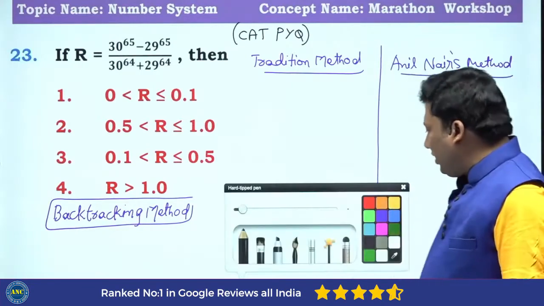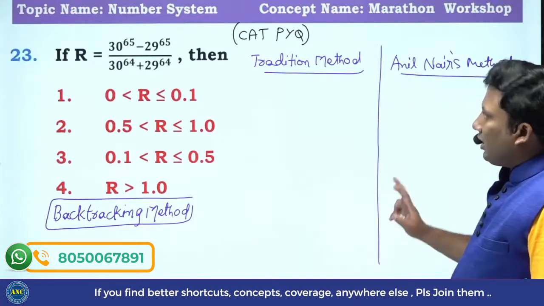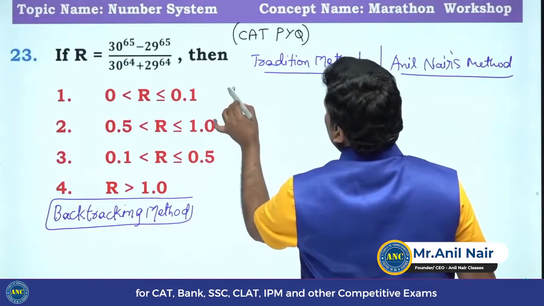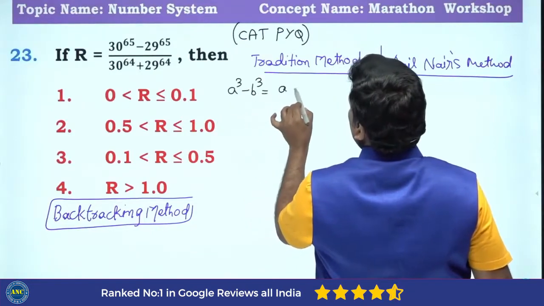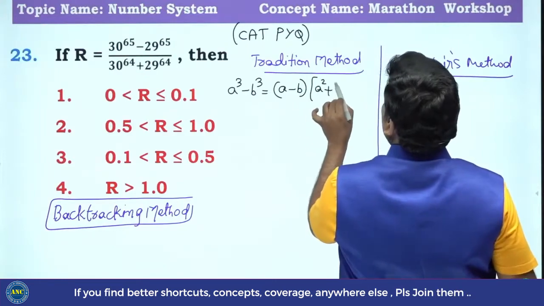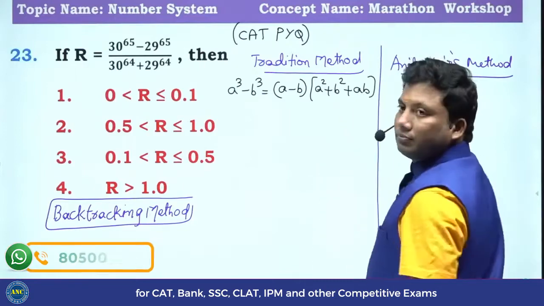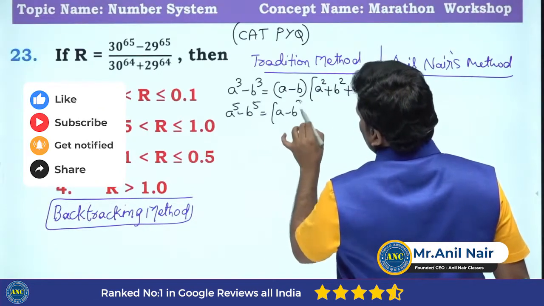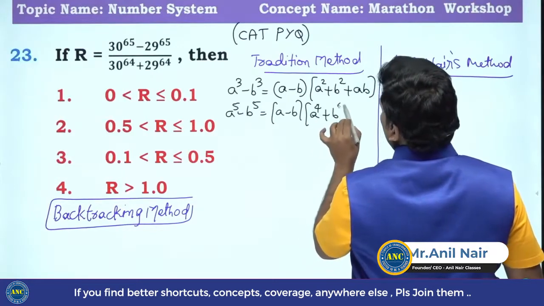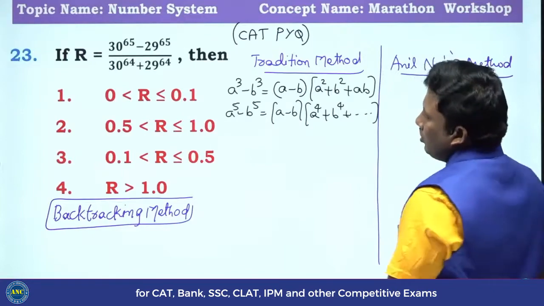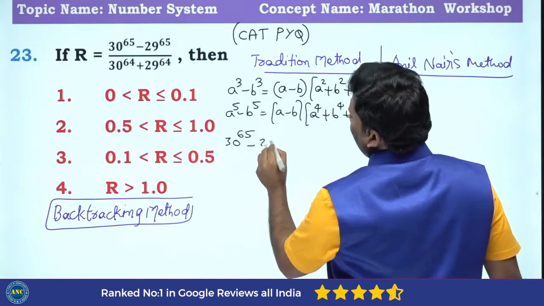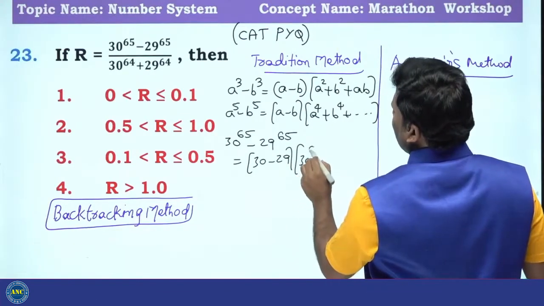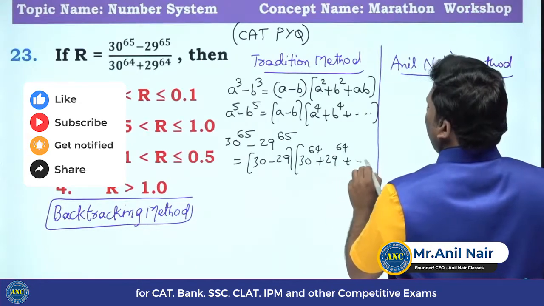30 power 65 minus 29 power 65 by 30 power 64 plus 29 power 64. Which of the following options is true? Traditional method. Now if you see here, a cube minus b cube is a minus b into a square plus b square plus ab. Am I right? Similarly, a power 5 minus b power 5 will be a minus b into a power 4 plus b power 4 plus some positive value. So similarly, I can write 30 power 65 minus 29 power 65 as 30 minus 29 into 30 power 64 plus 29 power 64 plus some positive value.